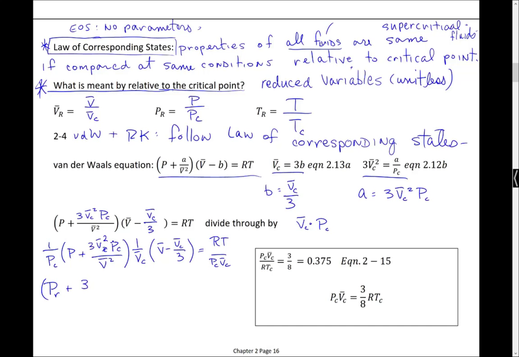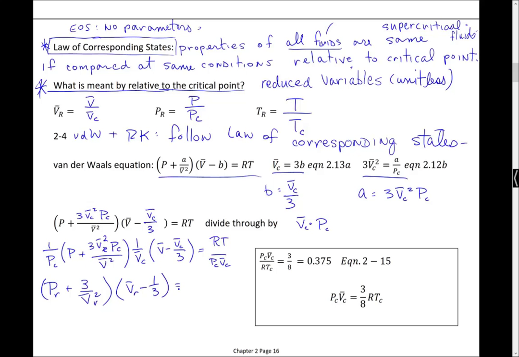So at any rate, how's that related to the reduced molar volume? It's VR squared, but in the denominator, right? Okay. Make sense? All right. Over here, I multiply this through V over VC. That's VR. VC over VC goes to 1. So I have VR, my reduced molar volume, minus 1/3. Okay? All right.